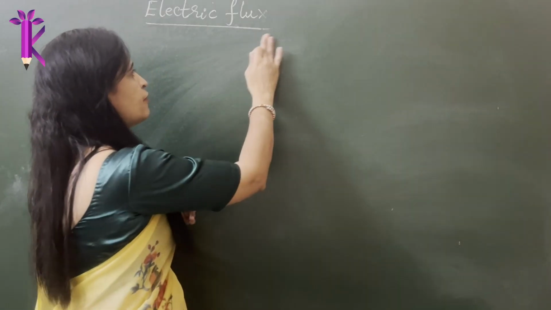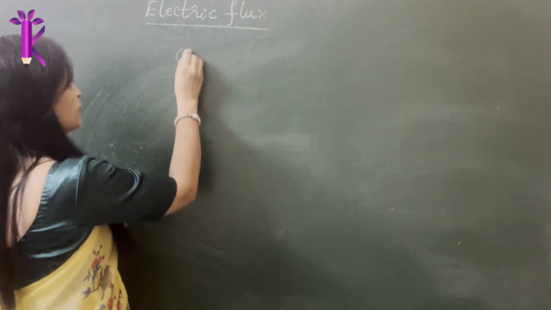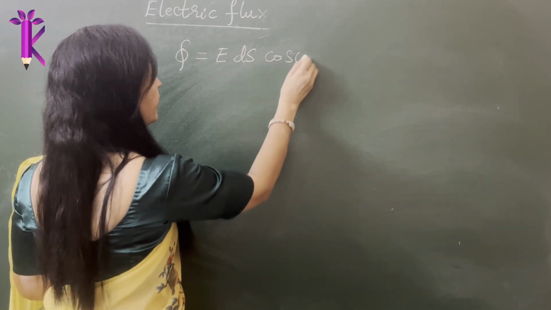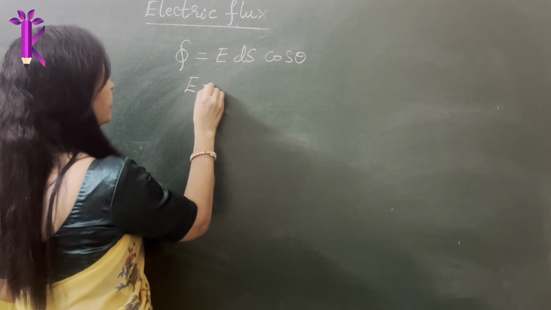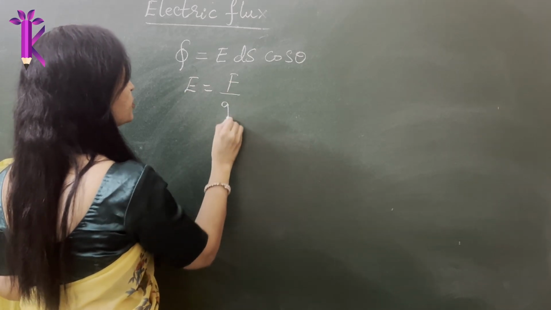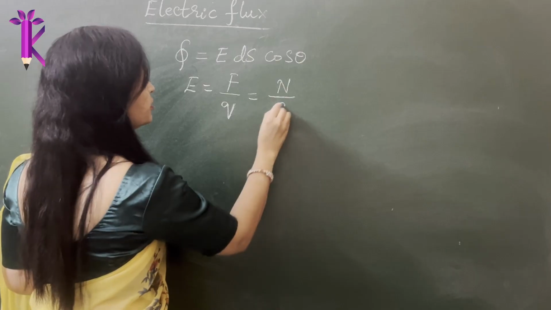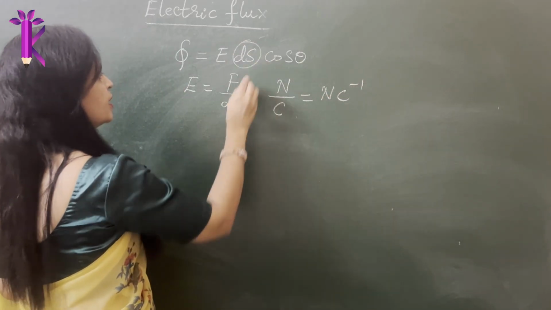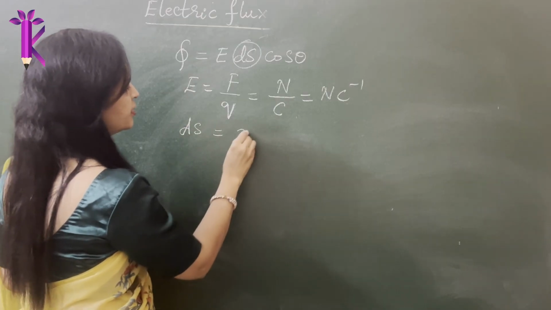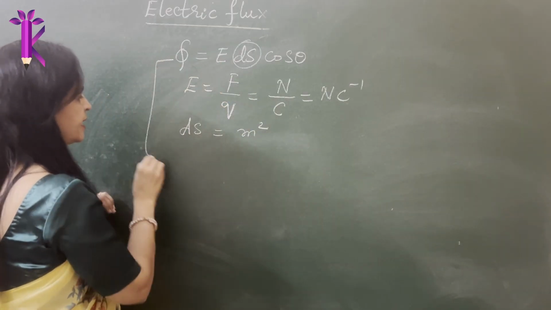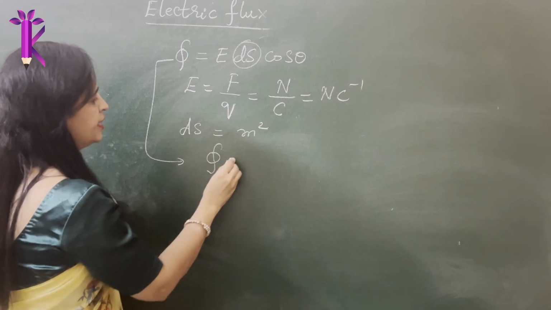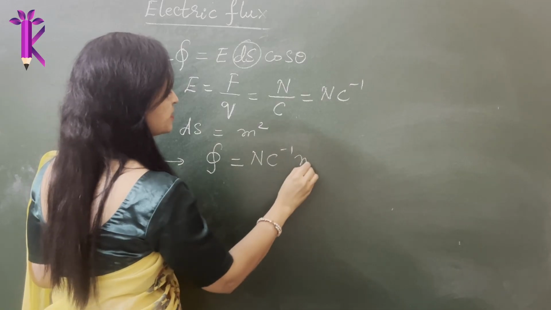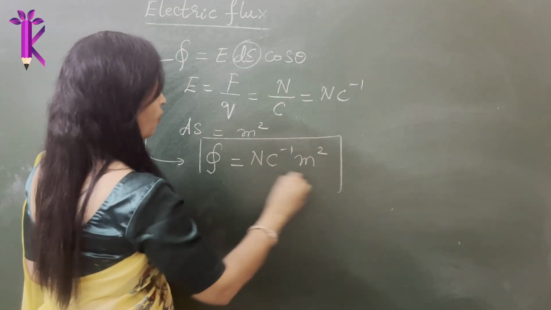Well, now it's time to define the SI unit for electric flux. Electric flux is given by E ds cos theta, right? What is E? It is force divided by charge. Force is measured in Newton, charge is measured in Coulomb, so electric field is given by Newton per Coulomb. How do you measure surface area? Surface area is measured in meter square. So if you club this and write the expression, the SI unit for phi: electric field is measured in Newton per Coulomb, surface area is measured in meter square. So this is the SI unit for electric flux.